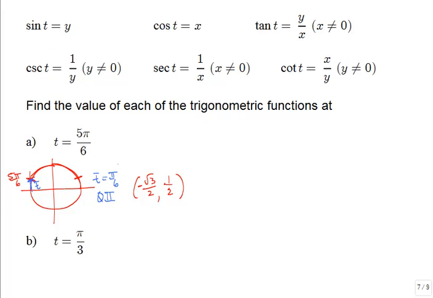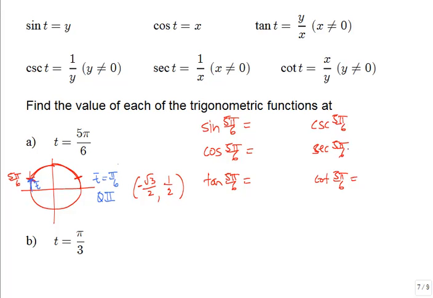So now what I want to know is what would be the sine of 5 pi over 6? What would be the cosine of 5 pi over 6? What would be the tangent of 5 pi over 6? What would be the cotangent of 5 pi over 6? The cosecant of 5 pi over 6 and the secant of 5 pi over 6. So let's figure out these first three.